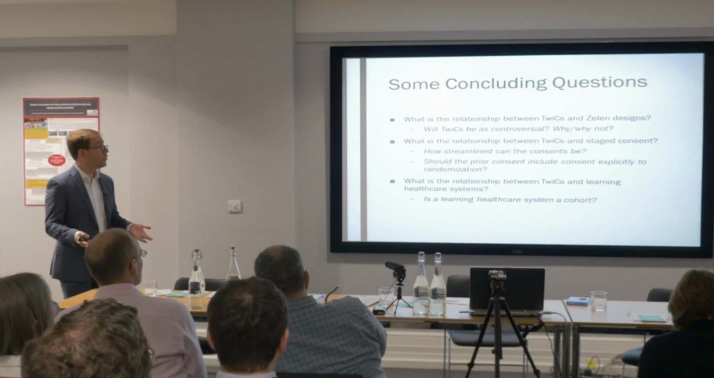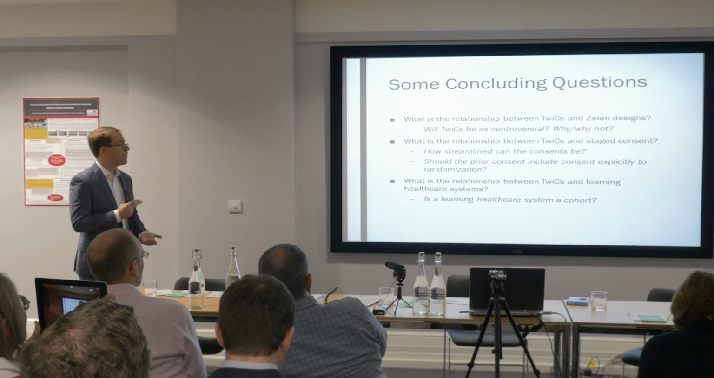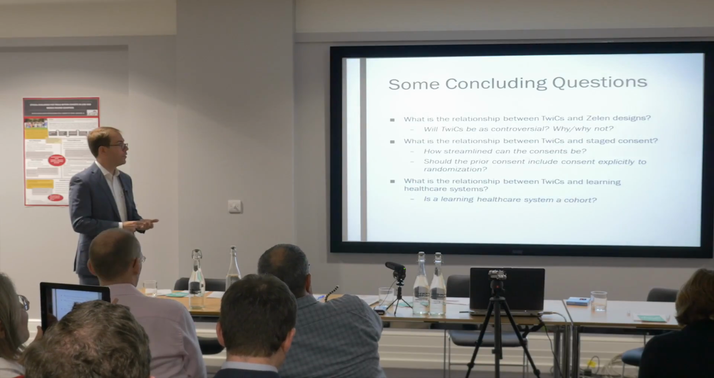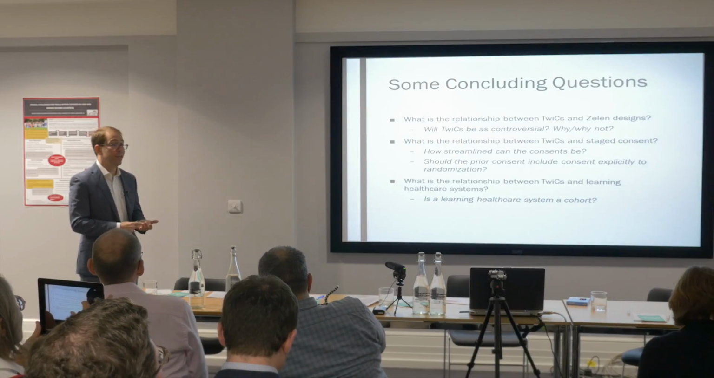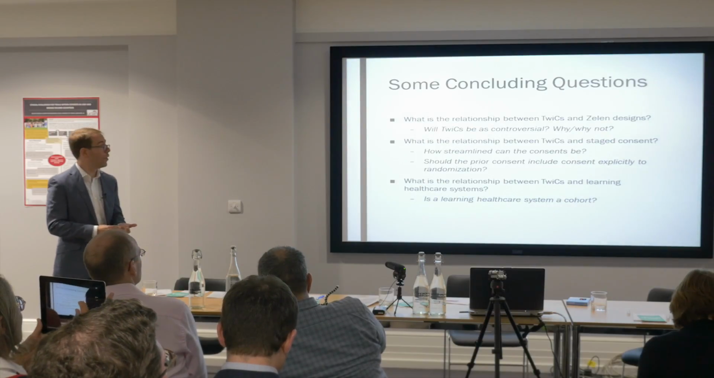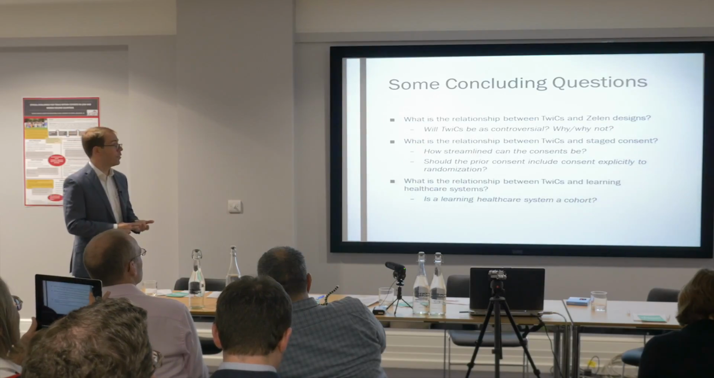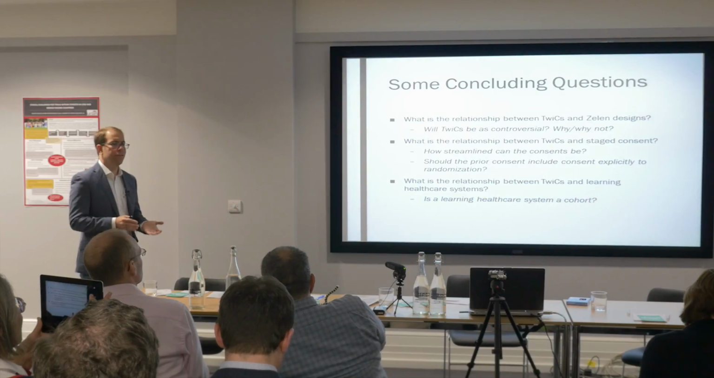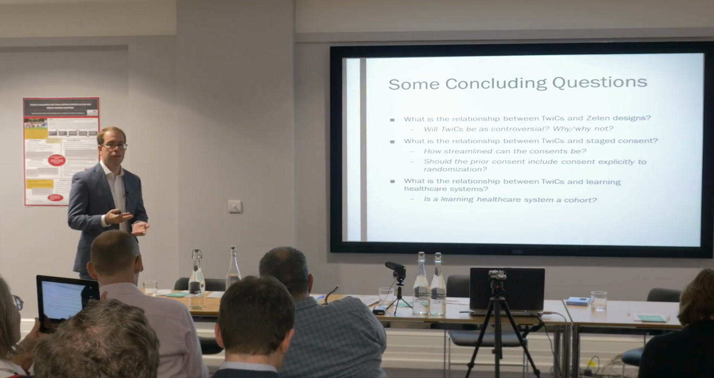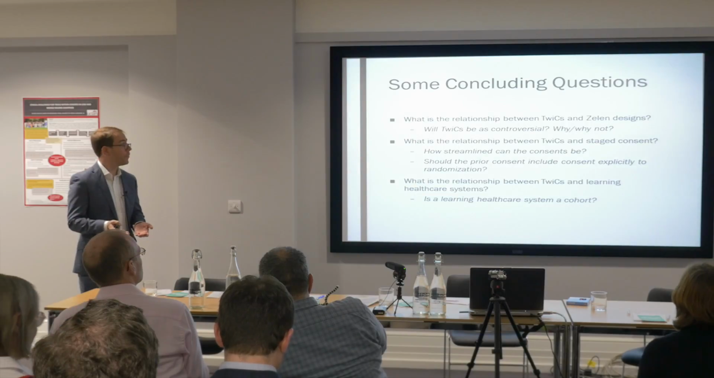A second question is, what is the relationship between Twix and staged consent? One question is, how hard is it to get that upfront consent? How much can it be streamlined? Can it be streamlined to the point where it's no big deal? And should that prior consent include consent explicitly to randomization? What's the downside of doing that? How much of the virtues of the original Twix proposal do we lose if that's routinely part of the design?